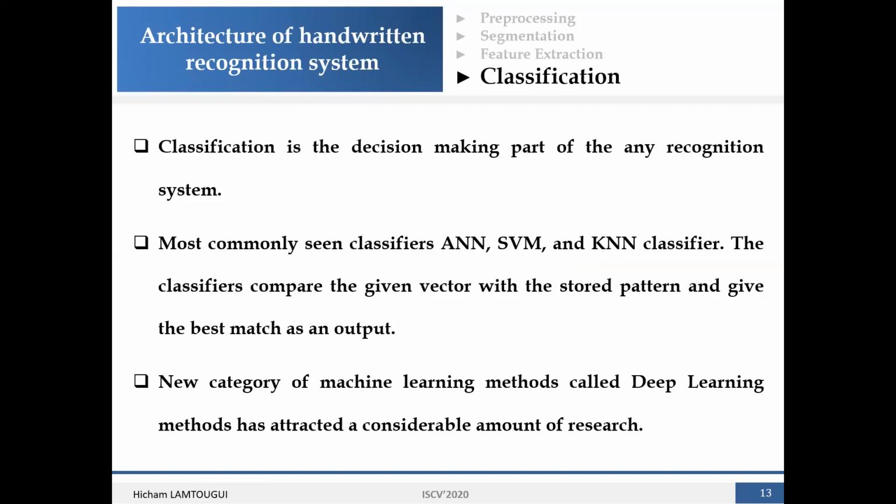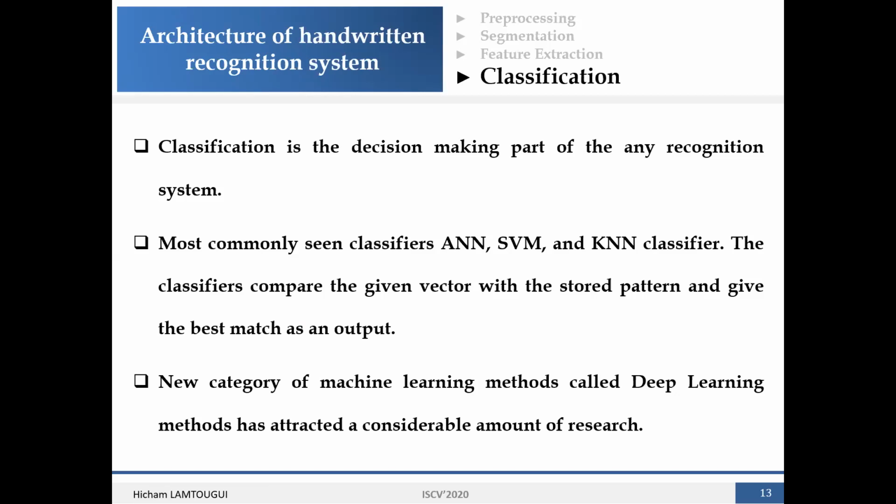Classification is the decision-making part of any recognition system. Various approaches for classification in character recognition systems are analyzed. The most commonly seen classifiers are ANN, SVM, and KNN. The classifier compares the given vector with the stored pattern and gives the best match as an output.